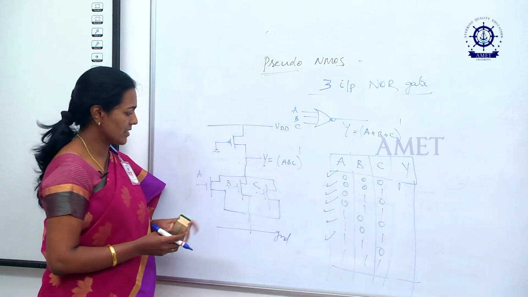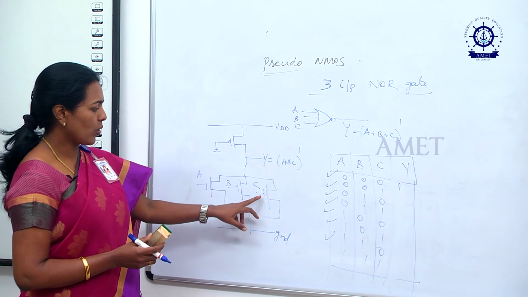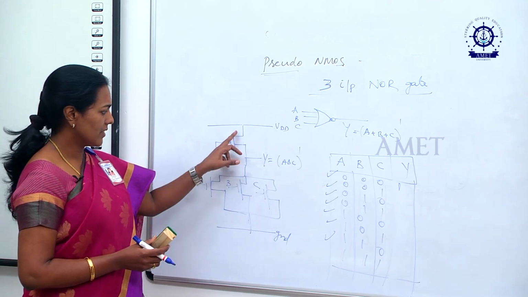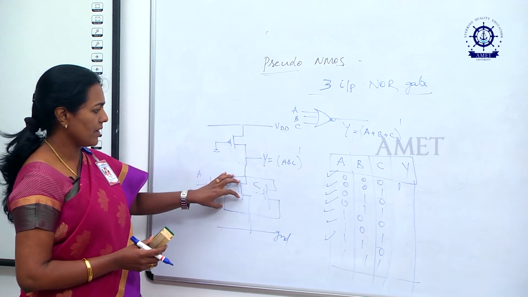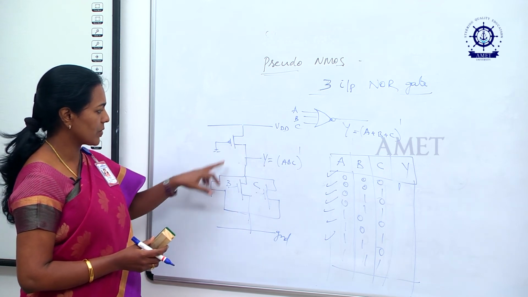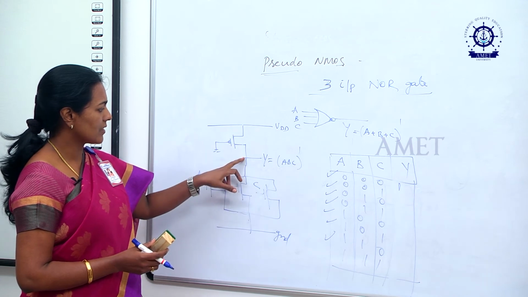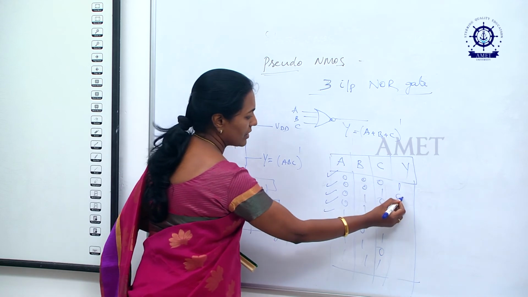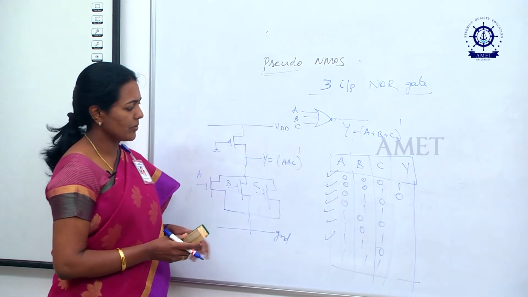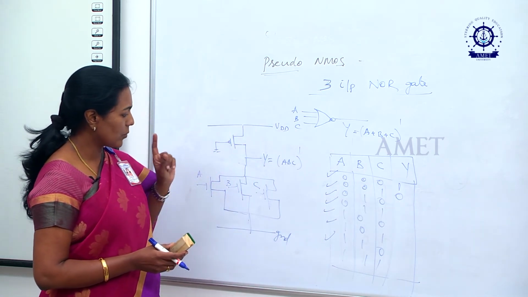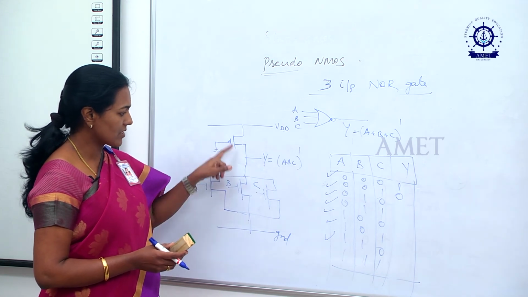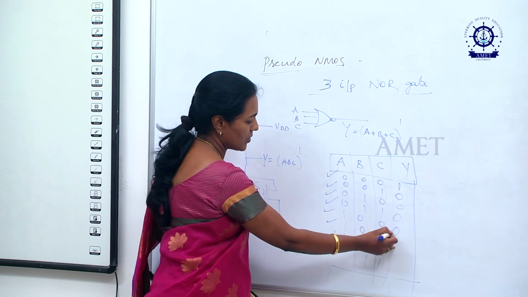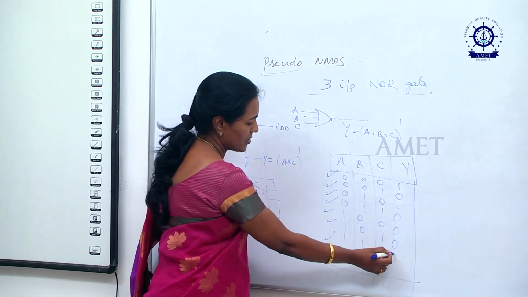And for the second case, if it is 0 0 1, one of the transistors conducts. Even though you do not bother about A, B, because these two are open circuited, what is the potential at this point? This point will be 0. And for the third case also, two transistors will not conduct, only one transistor conducts. So the path is closed, it is 0 here, and here also it is 0.